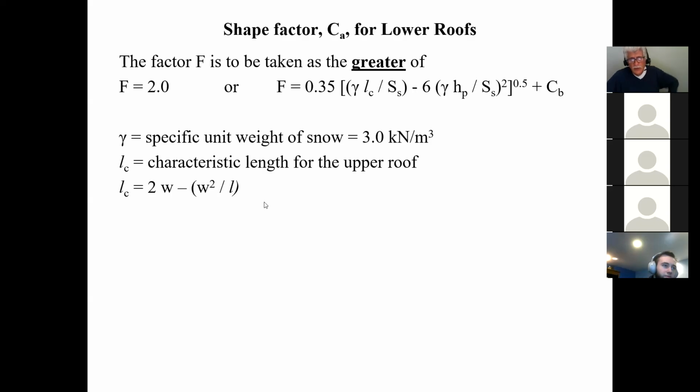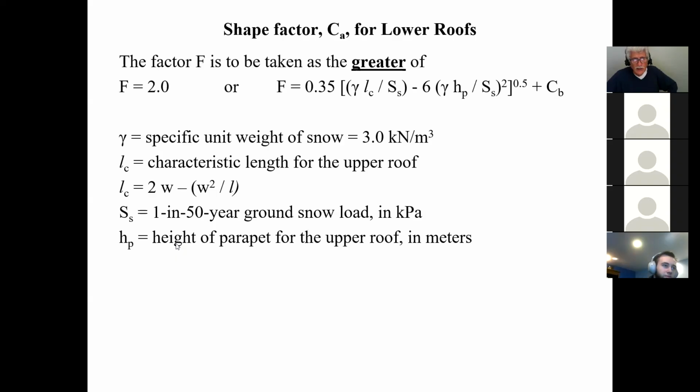Then, of course, this is the equation to calculate the characteristic length. We saw that before. Now, we know what SS is. We get that from the table. HP is the height of the parapet. So remember, you will go to the architectural drawings. If the architect sent you his drawings, he would show you that here. Architects will always tell you how high they make their parapets.